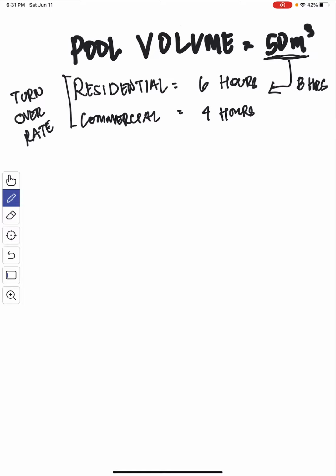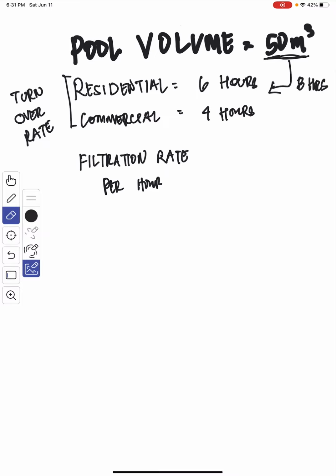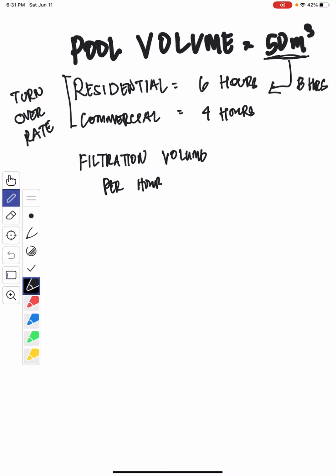Once that's established, you can now get the filtration volume per hour. In this instance we'll take the residential, so that's 50 cubic meters divided by 6, for which the answer would be 8 cubic meters per hour.